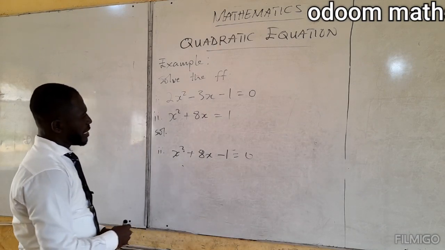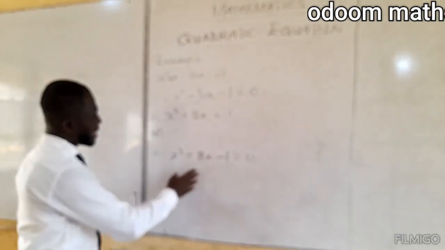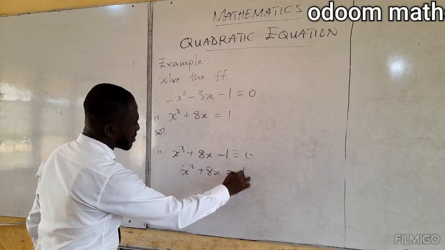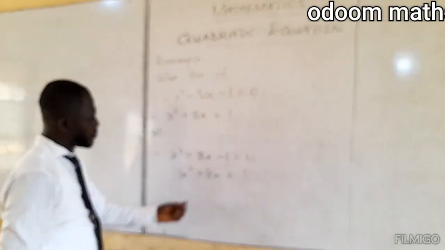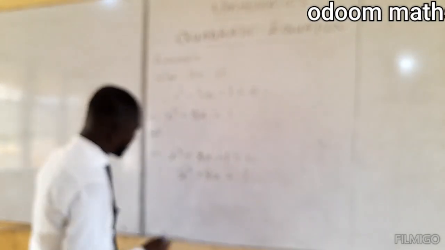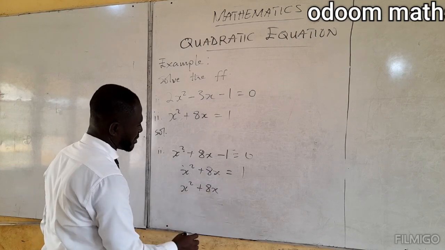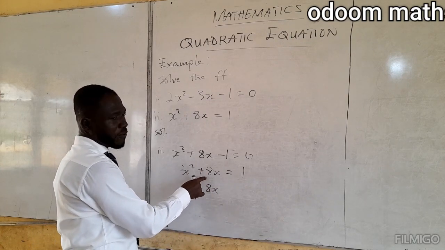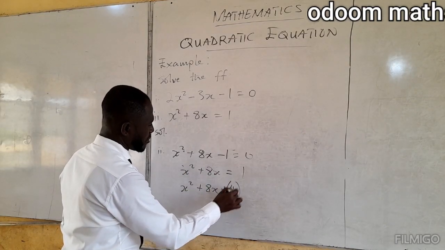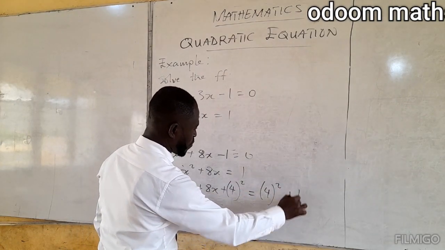Then I need to make sure this is already equal to 1. So straight away I am sending it back. So that is x squared plus 8x equals 1. Then again, I am going to take the coefficient of x and multiply by half and then do what I did earlier. So x squared plus 8x. Multiplying this by half is 4. Then squaring 4 and adding to both sides. So this is going to be plus 4, then equals 4 squared, also plus 1.